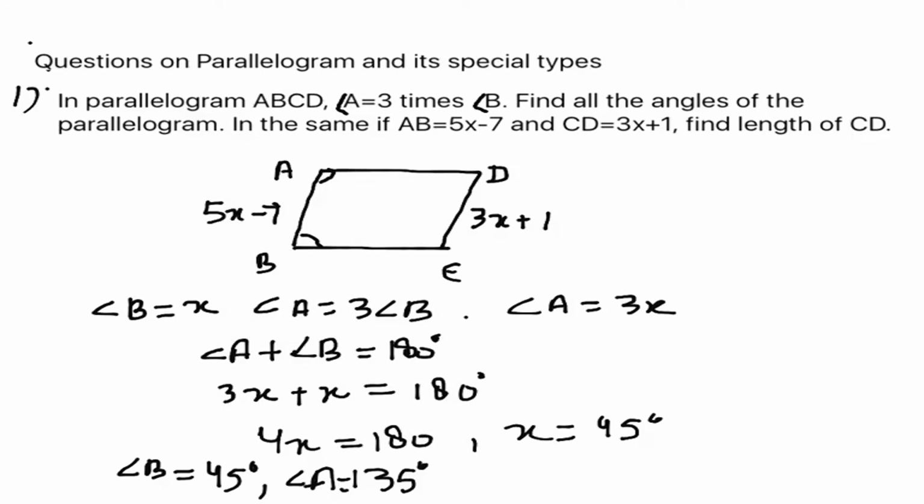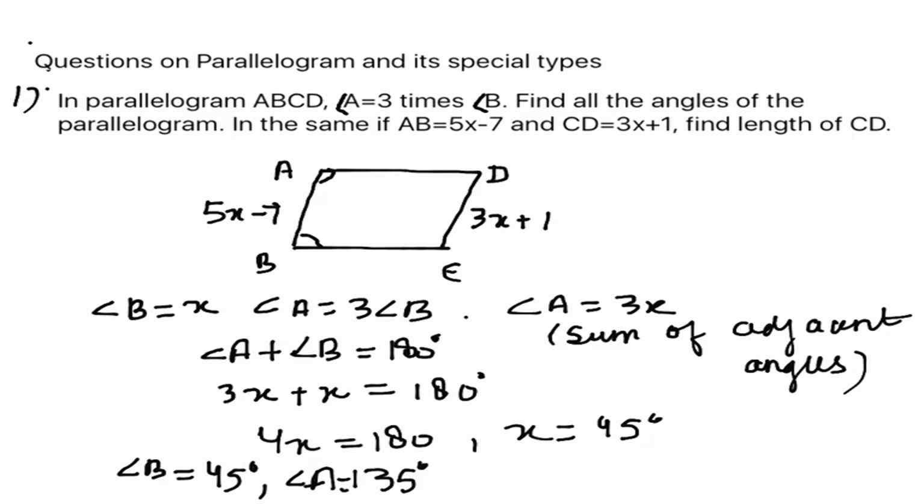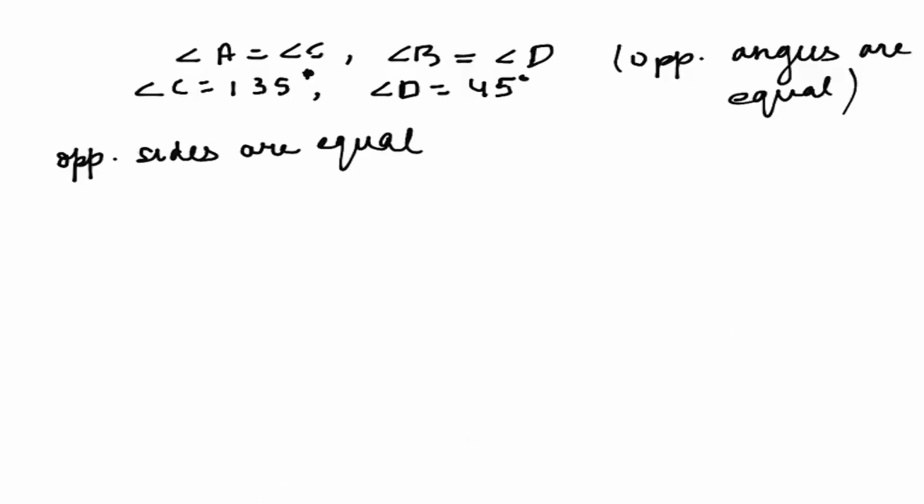The next step is to find the length of CD. Now in a parallelogram opposite sides are equal. This is one of the properties of a parallelogram. So AB will be equal to CD, as these are the opposite sides of the parallelogram. AB is how much? They have given 5x minus 7 and CD they have given 3x plus 1. So we can equate these two values. Now we can simplify it.